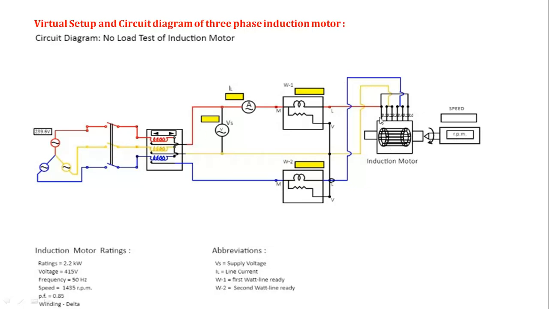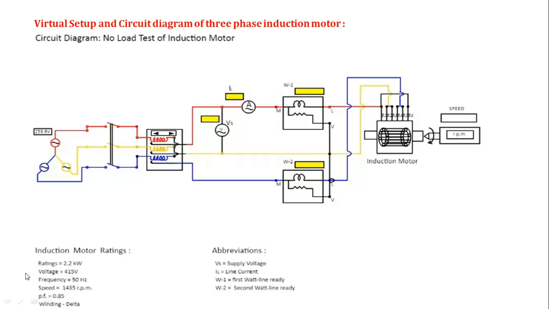Directly the three phase supply is given to the three phase induction motor, and we have to measure the speed of the motor in rpm with the shaft of this motor. So in this space we will get the readings of the speed. So students, this is the circuit diagram.